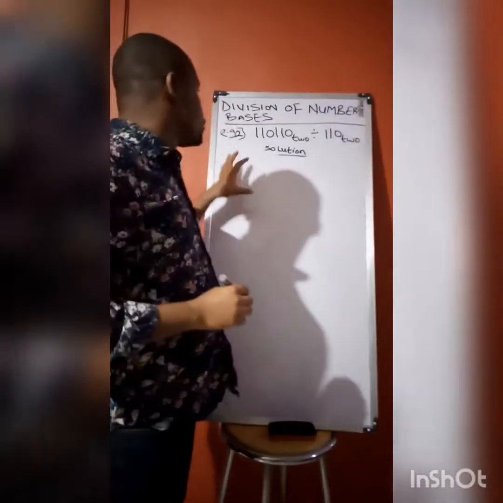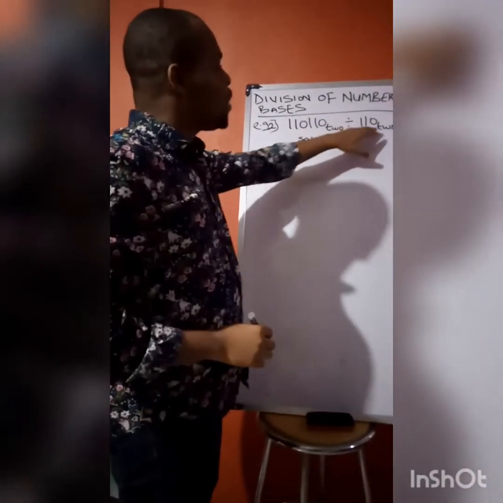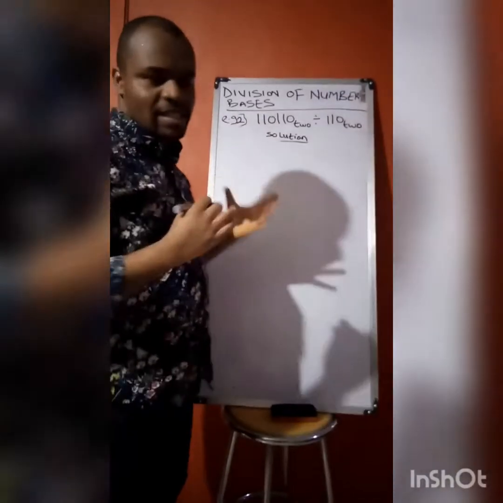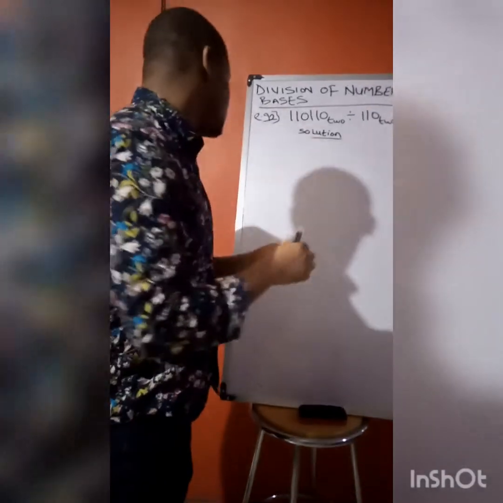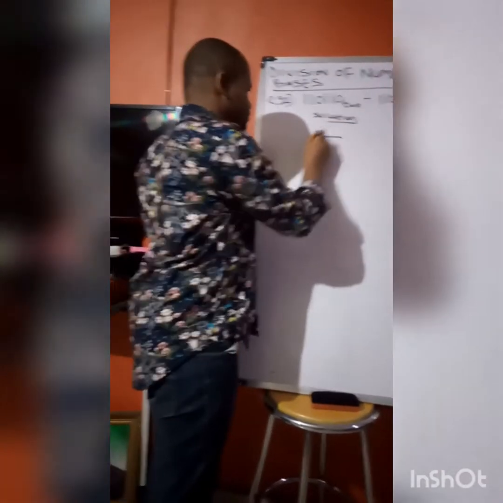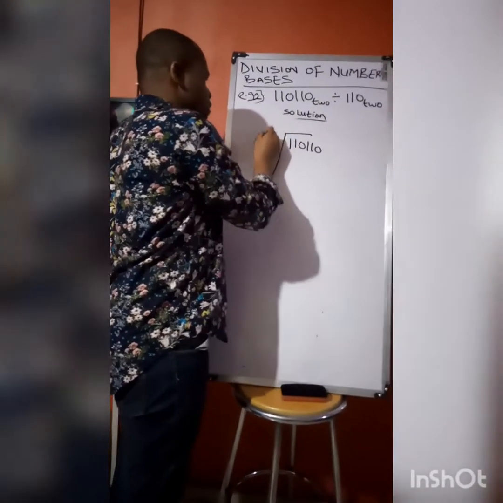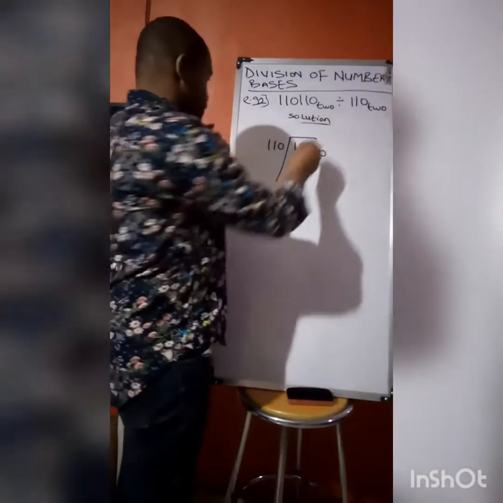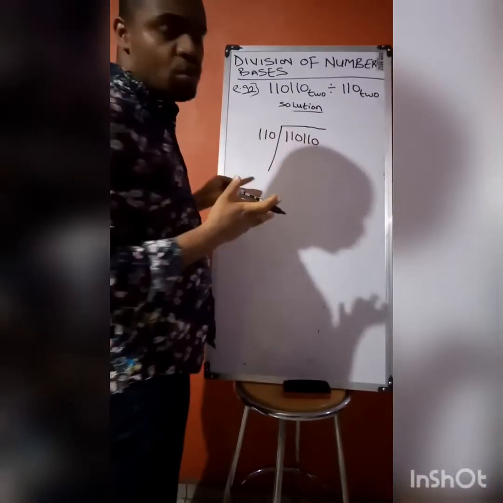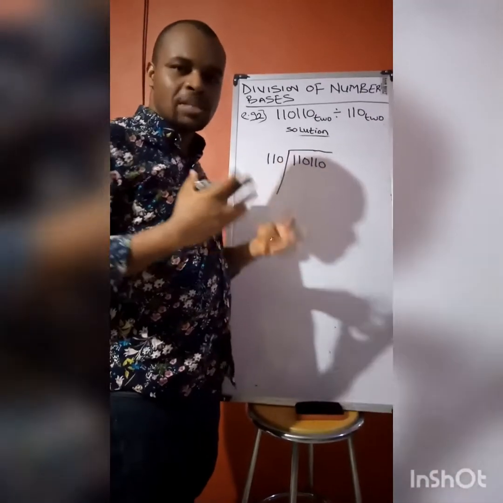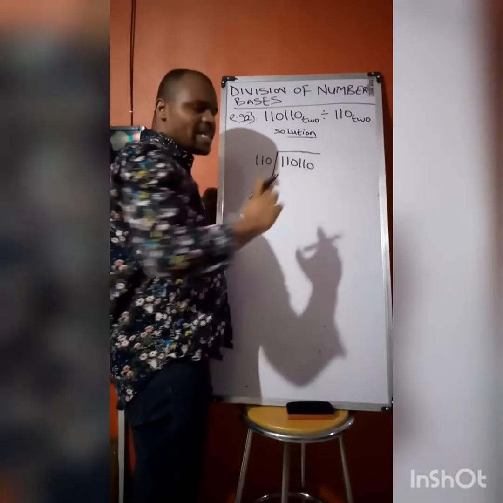Alright, example 2. We are given 110 base 2 divided by 110 base 2. Now this example is actually in binary. It's quite easier to do in binary than in other bases. So let's do this. I have 110 divided by 110. Now, for this one, I might not need to do my times table, because looking at the question, it's already showing me what my answer should look like. But let's do this together.